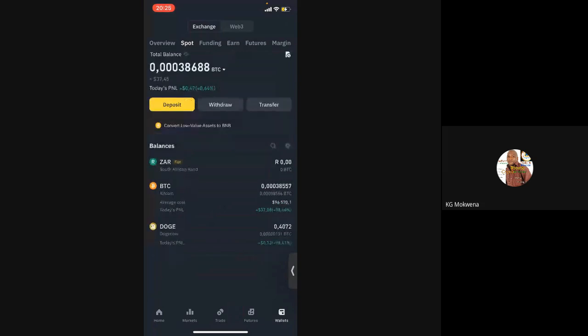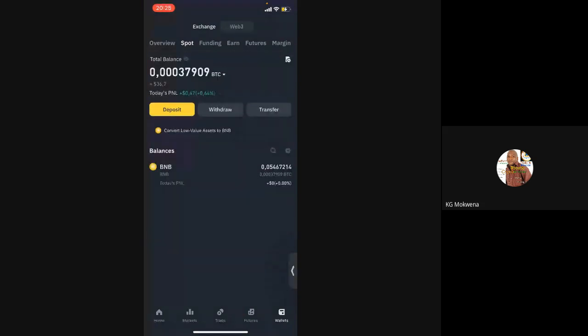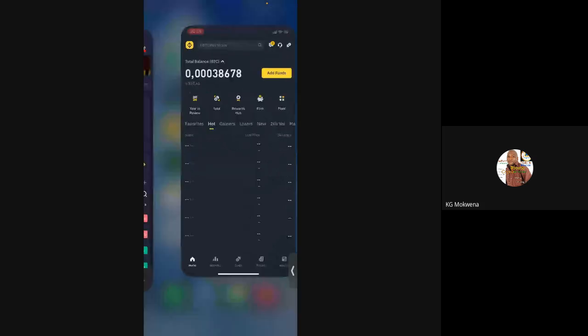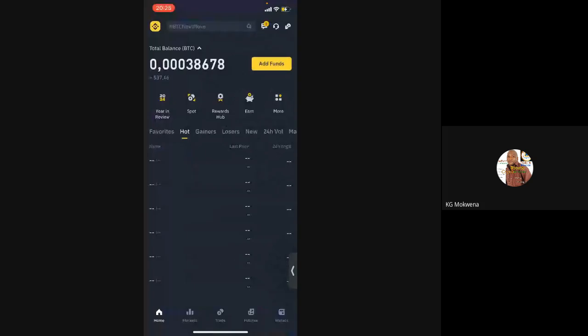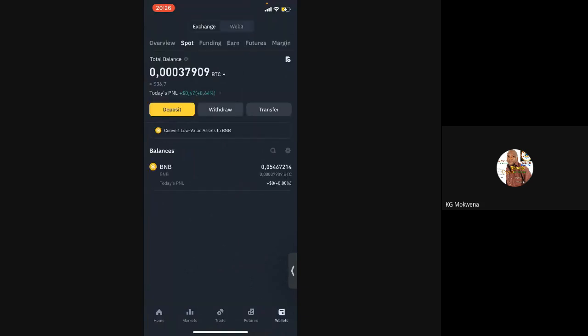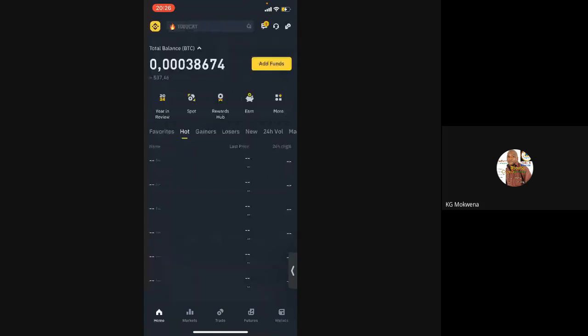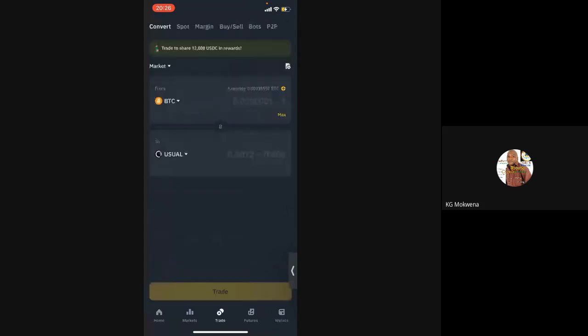So after doing that, we'll now go to the homepage. What we're going to do on the homepage, now homepage on Binance, is go for conversion. Can you see at the top? Conversion. We can also do it on the USDT trade.